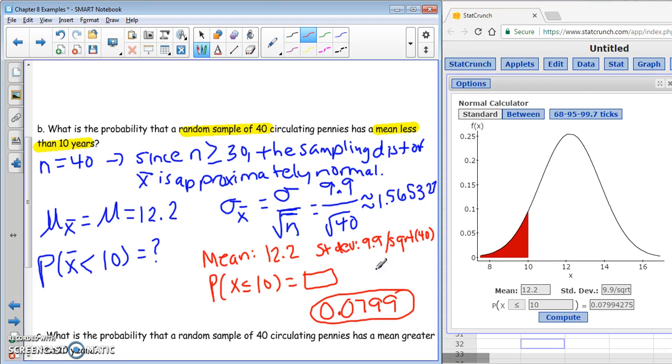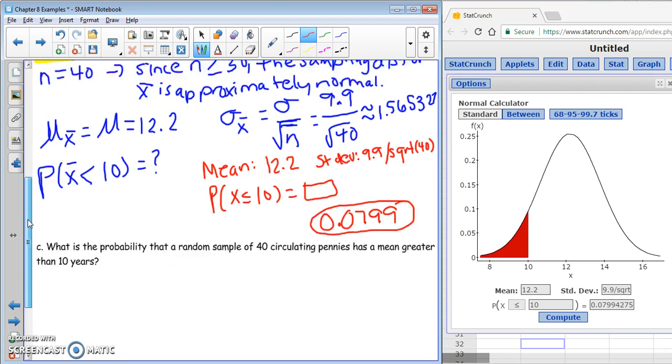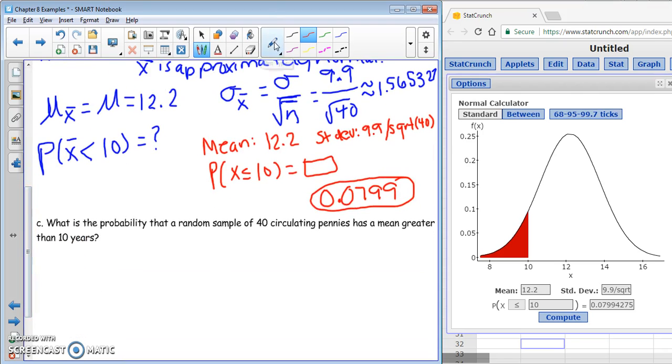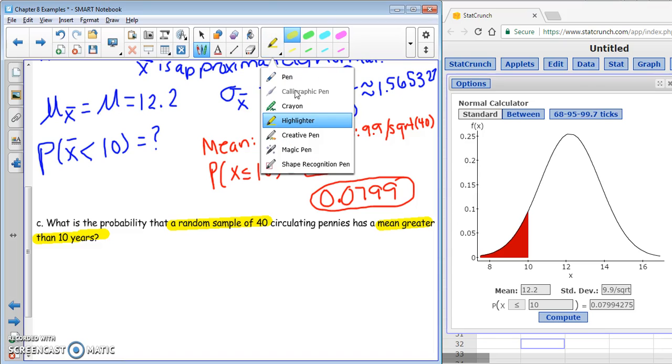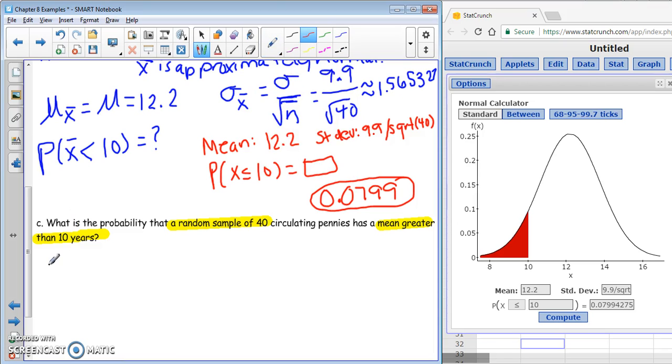Right. So the next part we want to look at a random sample of 40 circulating pennies. So we're still talking about random samples, so sampling distribution, and then we want a mean greater than 10 years. So the same idea here. We're looking for the probability that X bar is greater than 10.